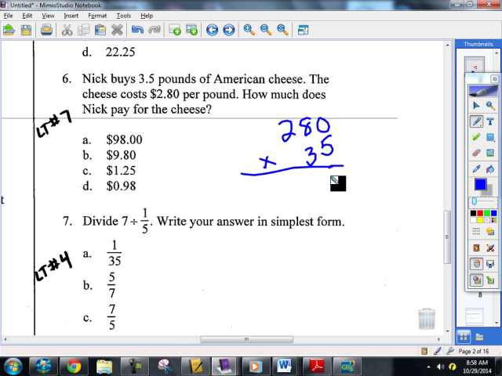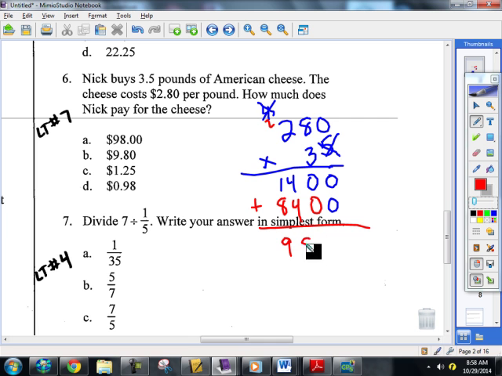5 times 0 is 0. 5 times 8 is 40. You're going to then carry 4. 5 times 2 is 10, plus 4 is 14. Get your placeholder. Get rid of your carries. 3 times 0 is 0. 3 times 8 is 24. Carry 2. 3 times 2 is 6. Plus 2 would then be 8. Right, everyone? And you get 9800.